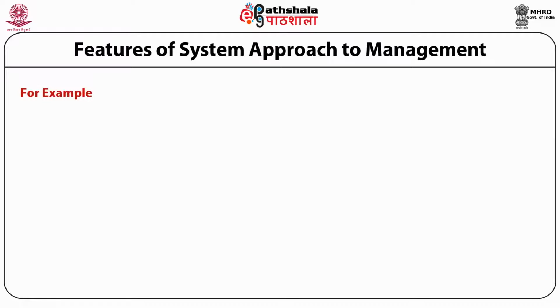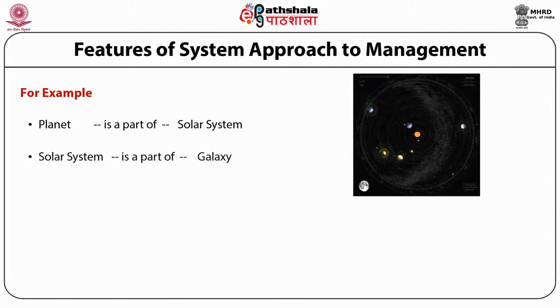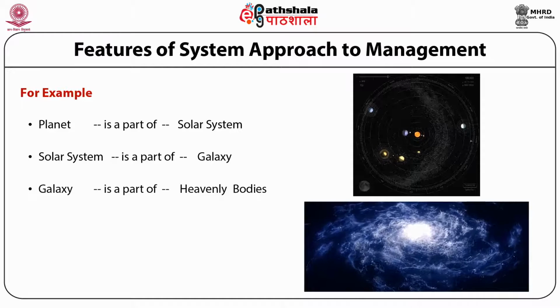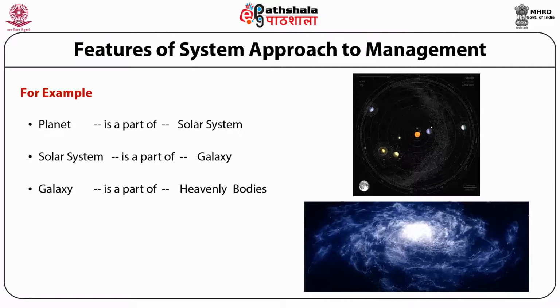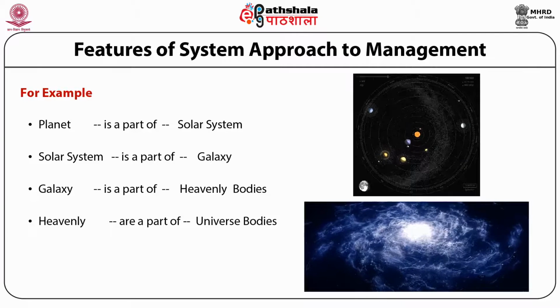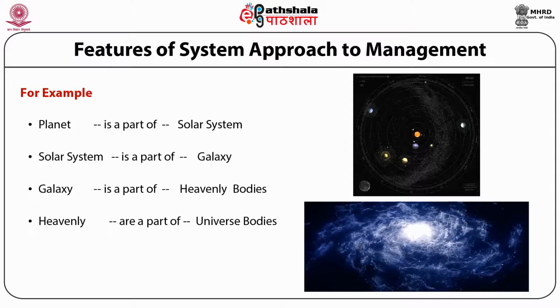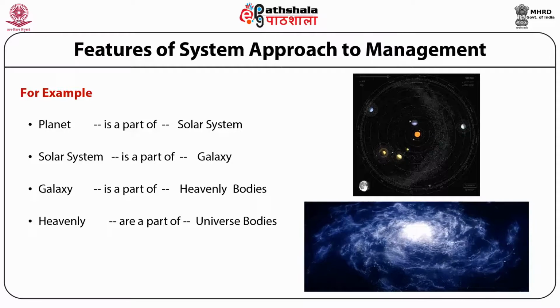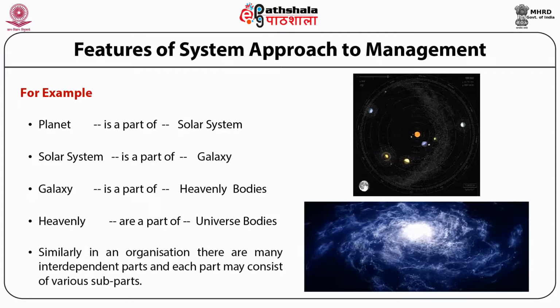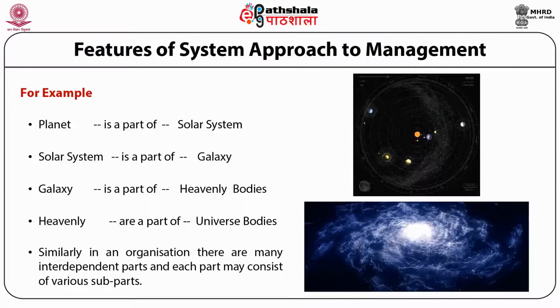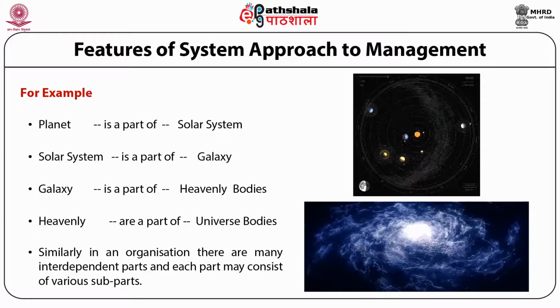Another example that we can take, that planet is a part of the solar system. Solar system is a part of galaxy. Galaxy is a part of heavenly bodies, and heavenly bodies are a part of universe. So we see each subsystem is a part of another subsystem. Similarly, in an organization, there are many interdependent parts, and each part may consist of various subparts.